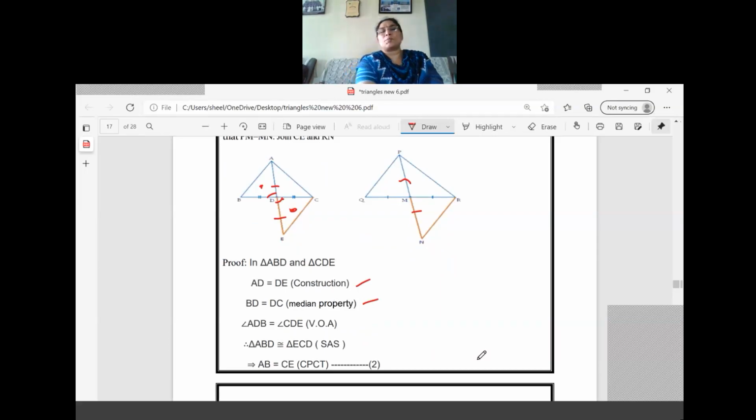AB and CE means the opposite side. See here, AB and CE are equal. So that is the CPCT for this one.